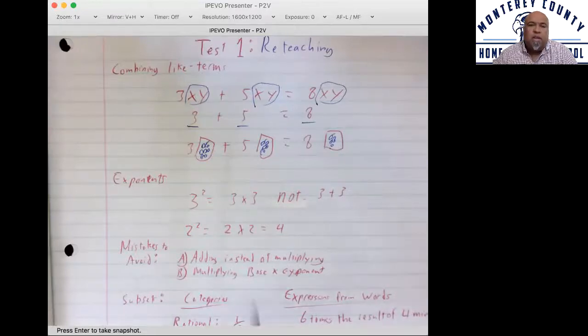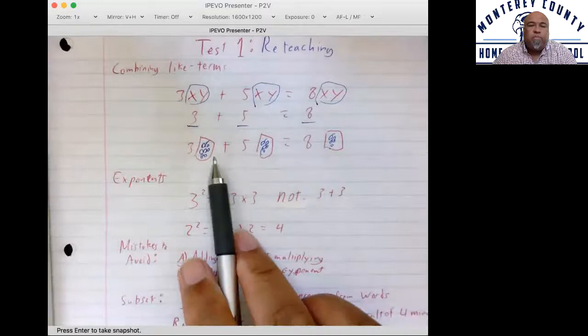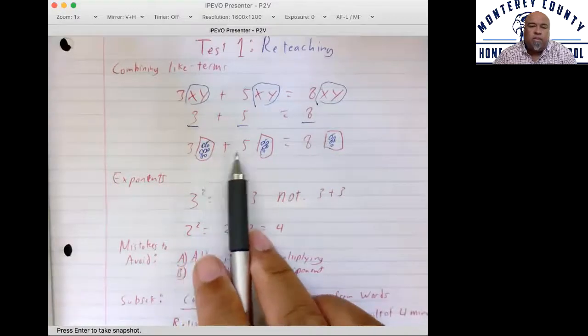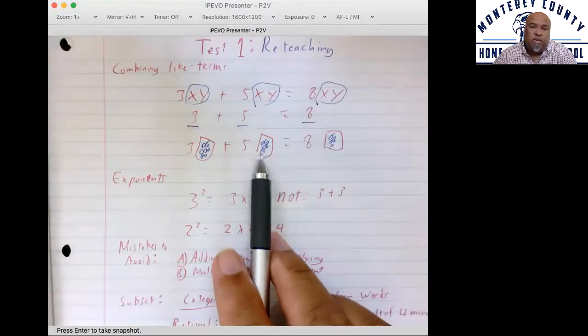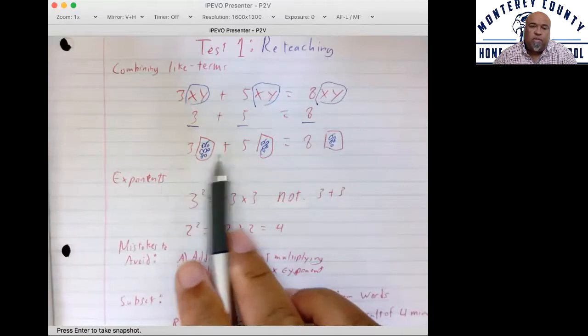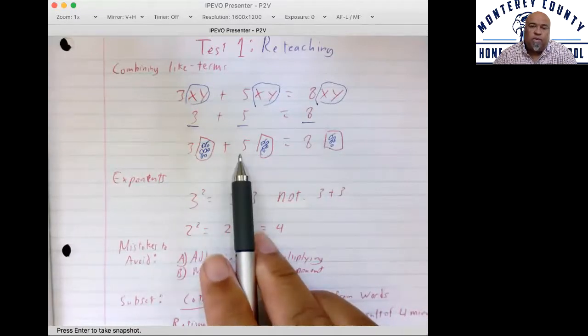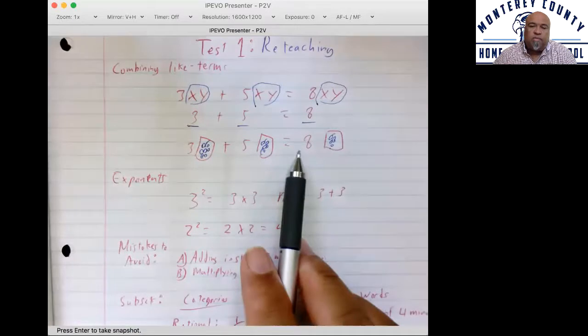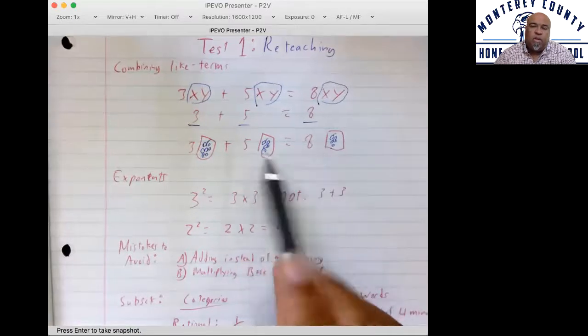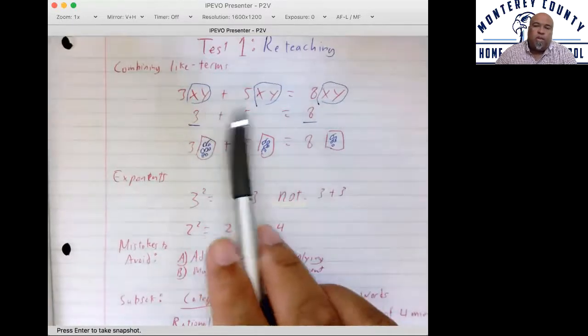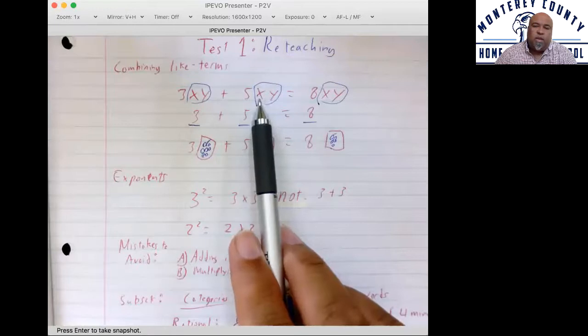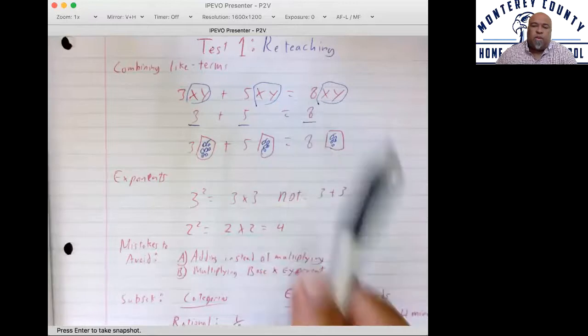The idea is you have a specific group of things. I have 3 of those groups and 5 of those groups. 3 plus 5 equals 8, so 3 groups plus 5 groups equals 8 groups. I have a group of xy, a group of xy. 3 groups of xy and 5 groups of xy is equal to 8 groups of xy.